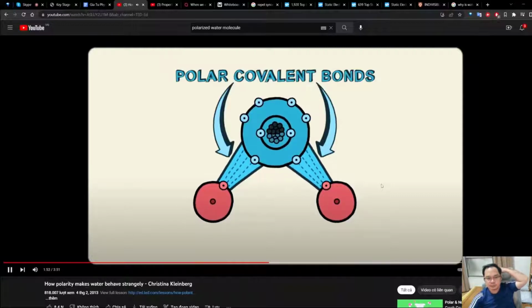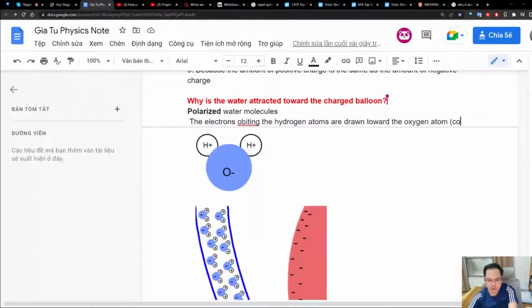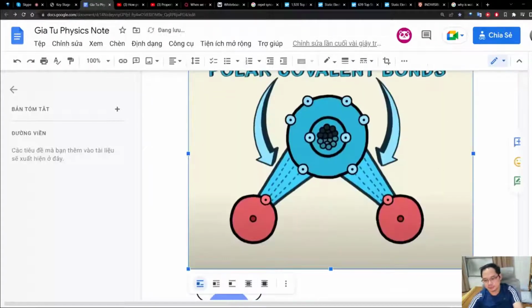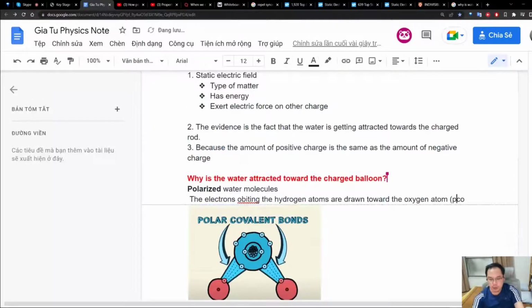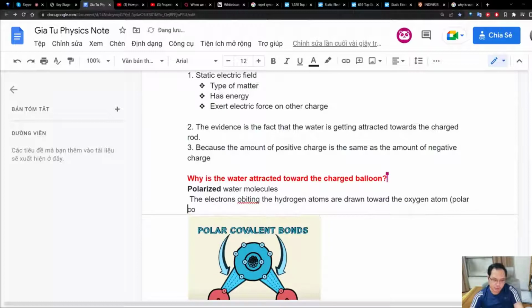As we just learned, polar means that these electrons are not shared equally. This is called polar covalent bonds. Polar covalent bond means the oxygen atom draws the electrons from the hydrogen atoms. They borrow the electrons from the hydrogen atom.